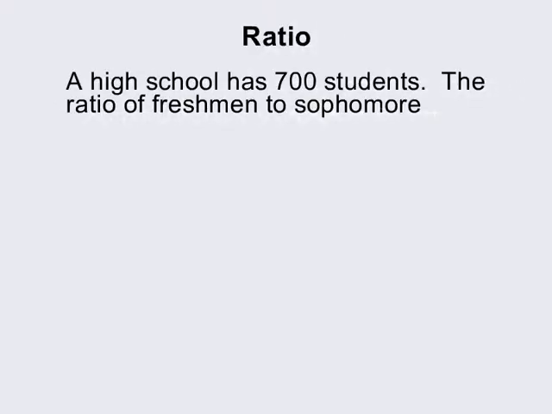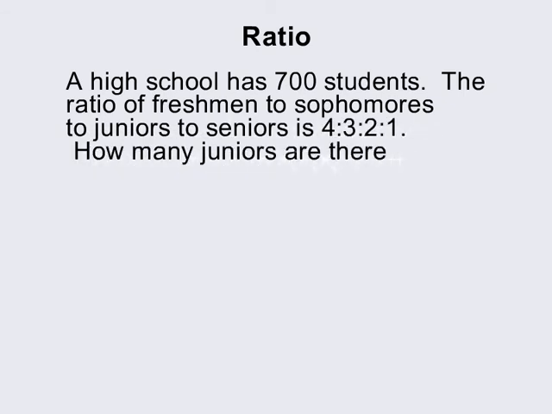You will find ratio problems frequently on the test. In this case, it's an expanding ratio problem. A high school has 700 students. The ratio of freshmen to sophomores to juniors to seniors is 4 to 3 to 2 to 1. How many juniors are there?